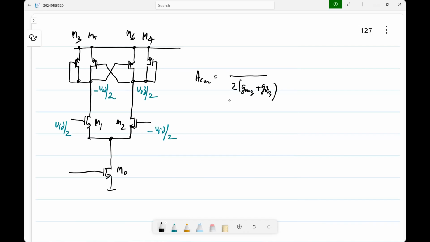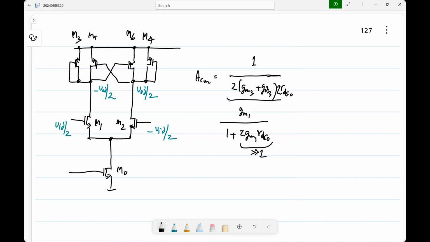What will be the gm for the common mode signals of the bottom side? It will be approximately 1 by 2 rds0, assuming it's a degenerated differential pair. You can immediately see this, write it out and see. It will be gm1 by 1 plus 2 gm1 rds0, and this will be much greater than 1. That's the approximation I have made.